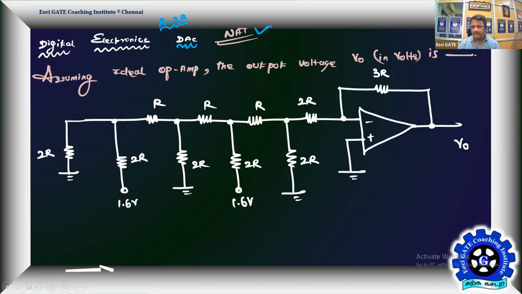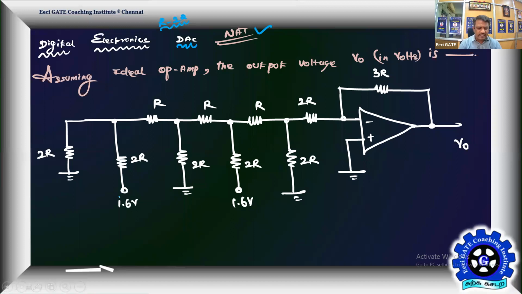So what's given? What is the problem? Assuming ideal op amp, the output voltage V0 in volts. So the problem is for V0. What is the best way to approach the problem? It's worth 2 marks.